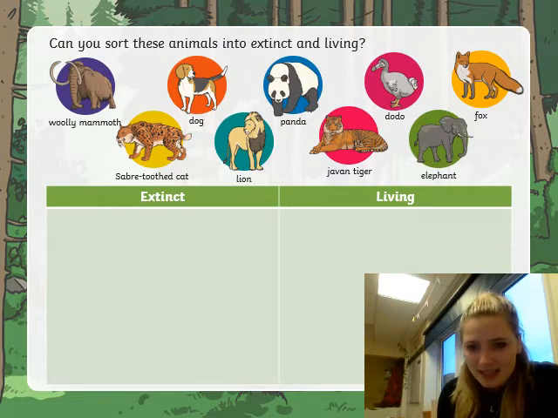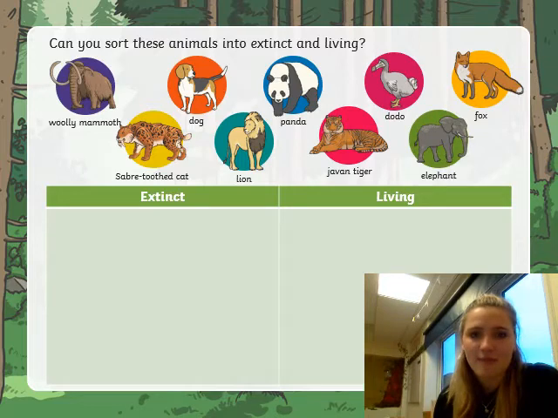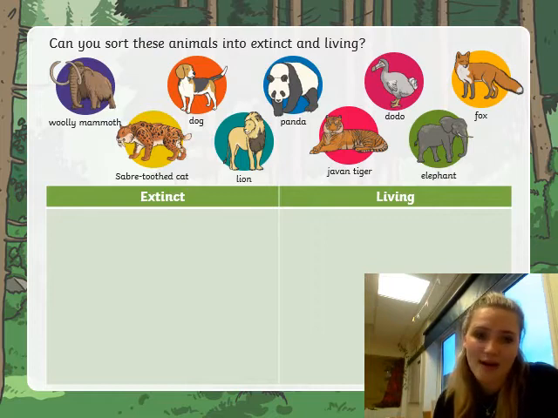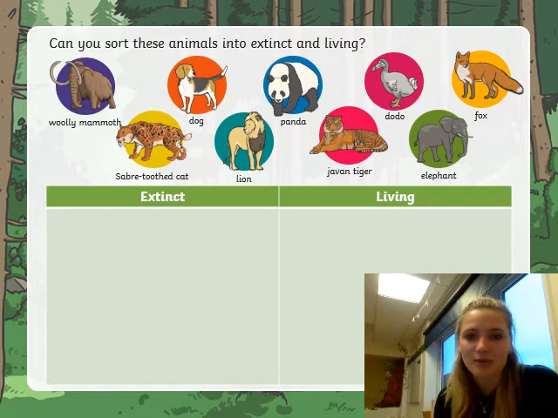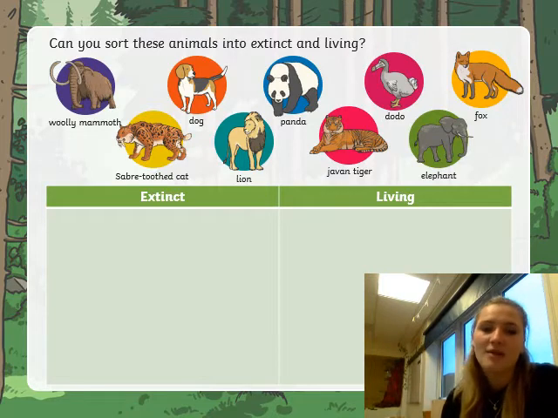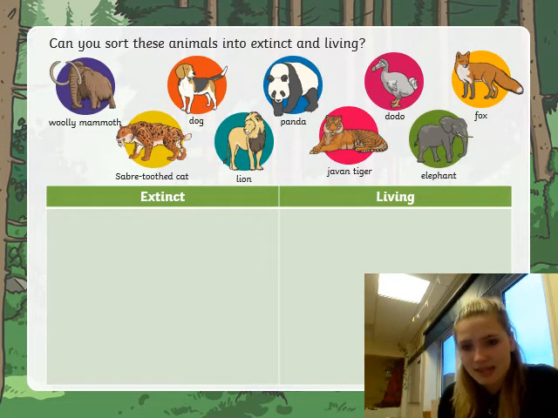So before we get started, I want you to just draw a little grid in your book saying extinct and living, and I want you to have a look at these animals here. Which ones do you think are still living today and which ones are no longer around on the planet today? So I want you to write the names of these animals in the boxes below, and then you can also add a few of your own as well if there's any more you can think of. Press play once you have done that and we'll go through the answers.